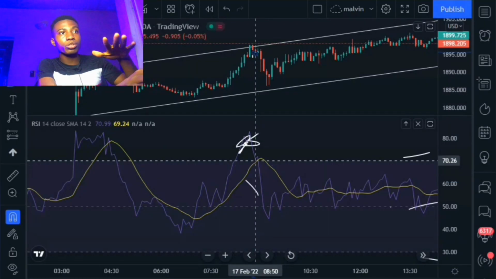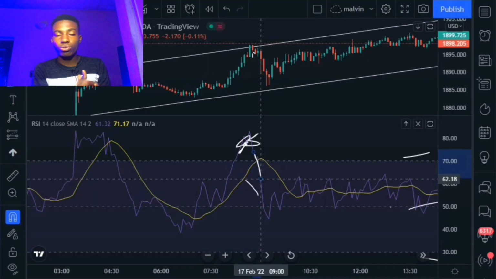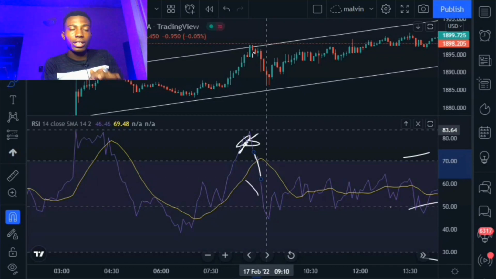Just as a little confirmation, the RSI went below the moving average. This is also for those that want to be trading with the RSI alone, but hey, it's not advisable. You shouldn't use the relative strength index alone. That's why I added in the 14 moving average right there, so I can make everything much more simple for you guys to understand.